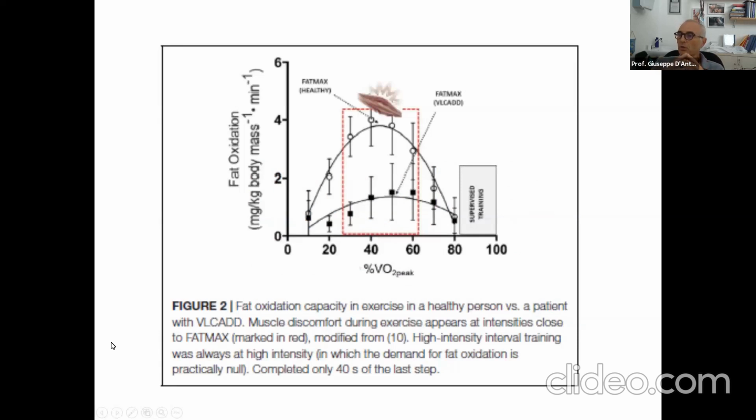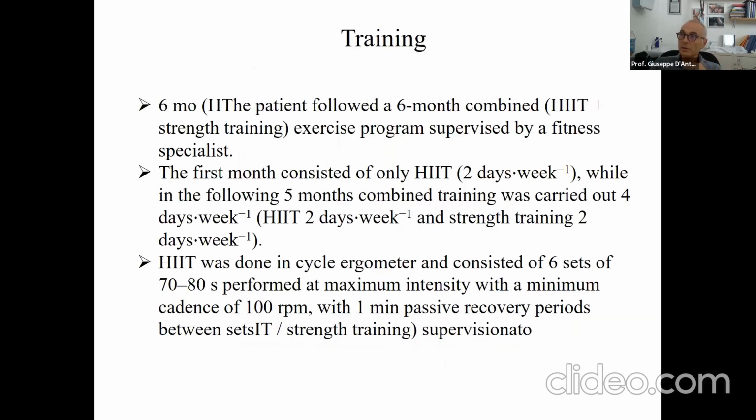In this slide, they propose the difference between a normal subject and a subject carrying a VLCAD-M disease regarding fat oxidation capacity. As described in the figure, a much lower capacity of fat oxidation is present in these subjects, but exercising at high intensity with high intensity interval training avoids the risk of falling into the load interval where fat oxidation is needed in the patients.